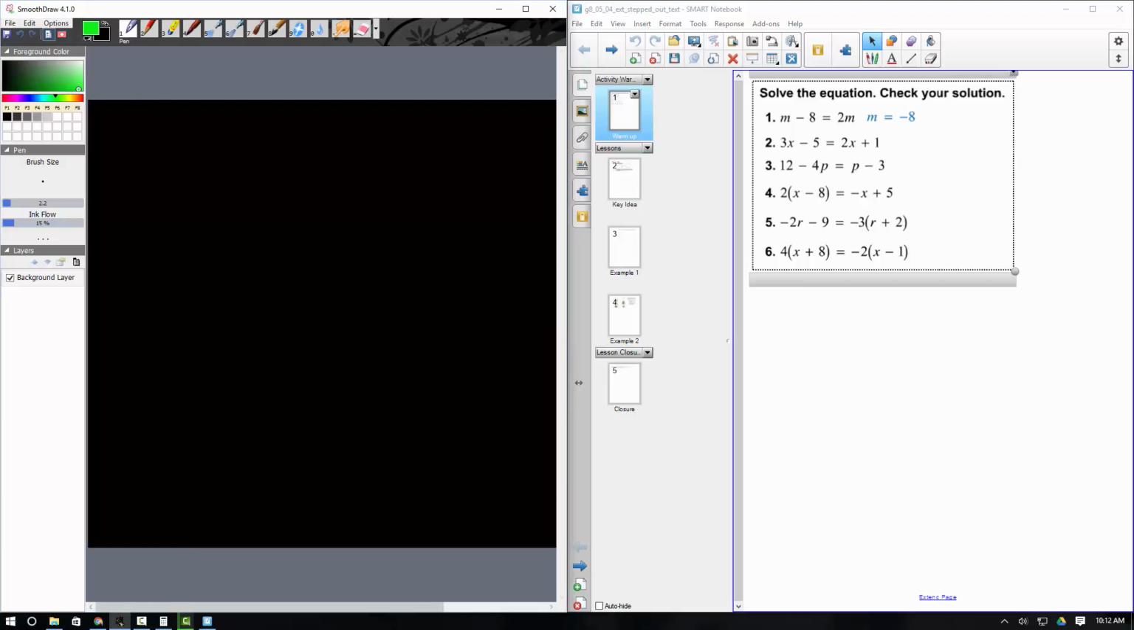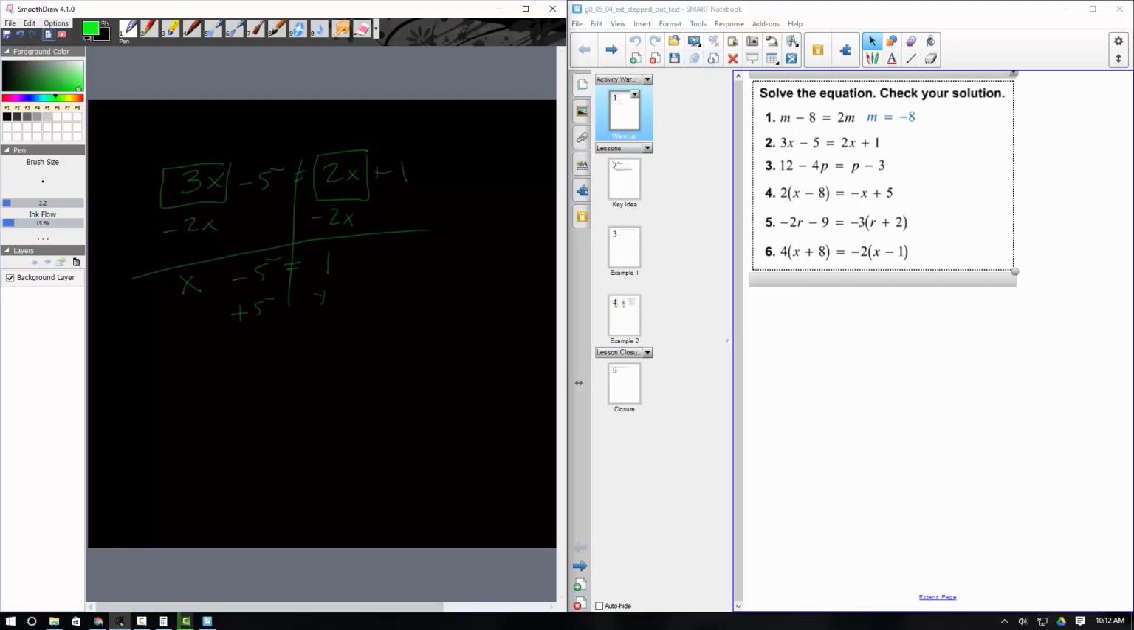We'll say 3x minus 5 equals 2x plus 1. Box the coefficients. Draw my line. Move over the smaller one, so minus 2x, and I have x minus 5 equals 1. Add 5 here, and x equals 6.